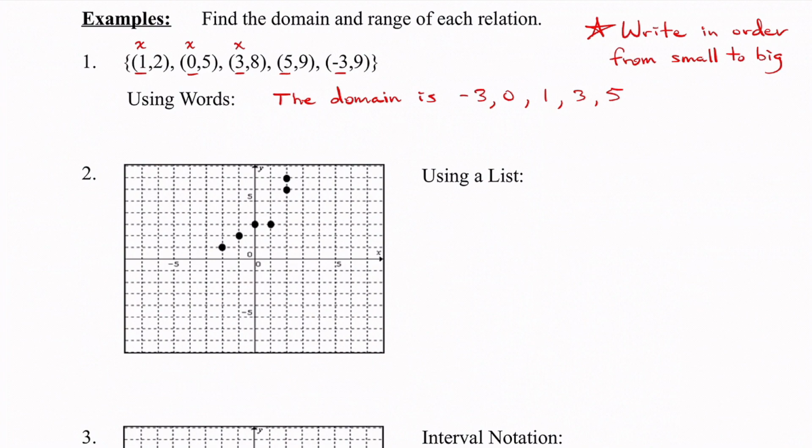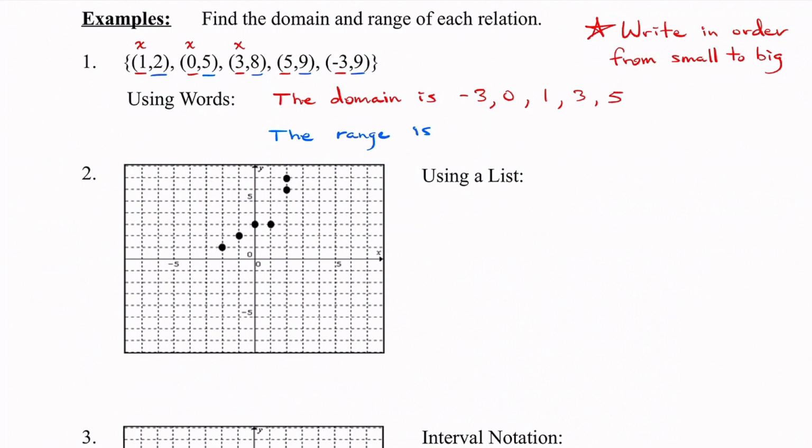It's all of those points. Next we're going to do the range. And for this I'm going to use a different color just so we can kind of see the difference. So the range is, and these are going to be all of the second points. So it's the 2, the 5, the 8, the 9, and the 9 there again.